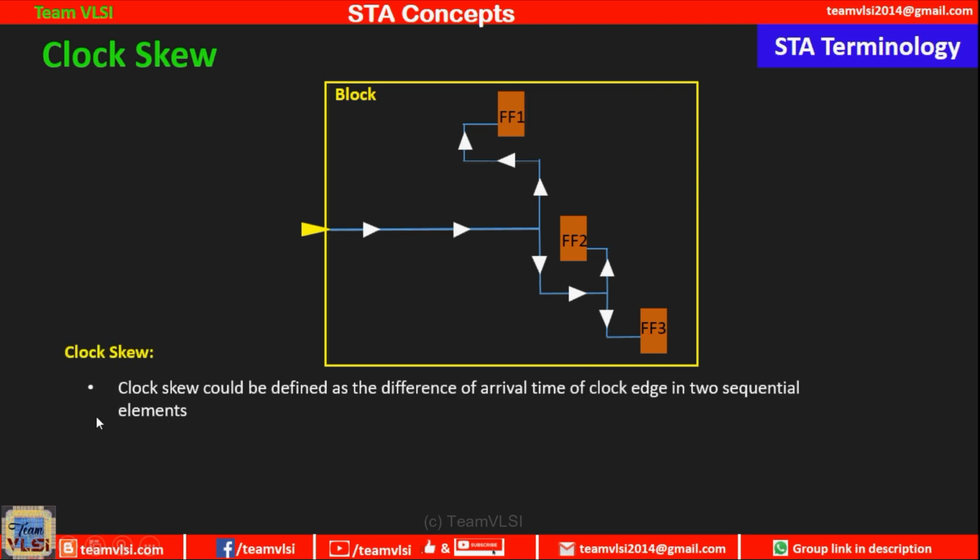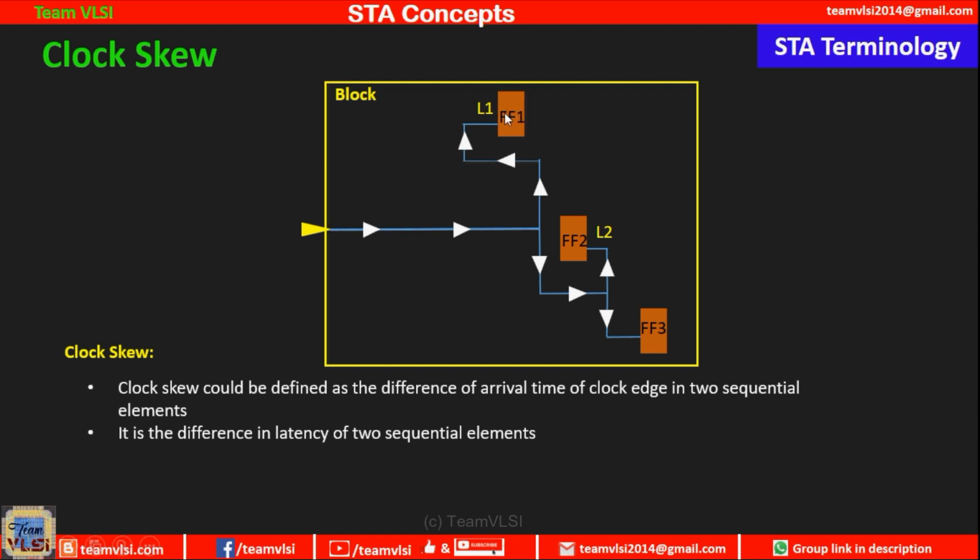Clock skew could be defined as the difference of arrival time of the clock edge in 2 sequential elements. So what I'm saying is it is the difference of clock edge arrival time in 2 different sequential elements, right? That's our clock skew, or we can define it as the difference of latency of 2 sequential elements.